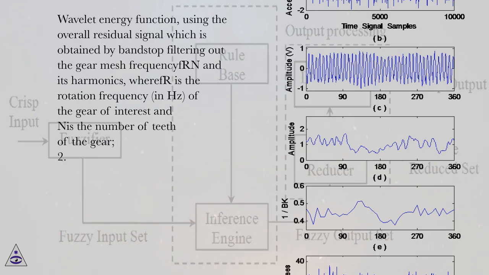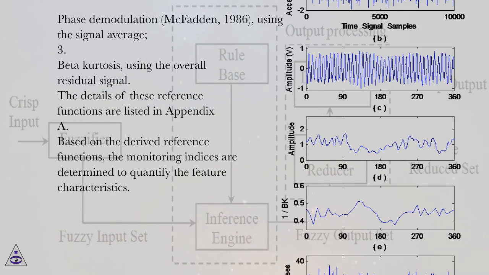1. Wavelet energy function, using the overall residual signal which is obtained by bandstop filtering out the gear mesh frequency Fr·n and its harmonics, where Fr is the rotation frequency, in Hz, of the gear of interest and n is the number of teeth of the gear. 2. Phase demodulation, McFadden, 1986, using the signal average. 3. Beta kurtosis, using the overall residual signal. The details of these reference functions are listed in Appendix A.